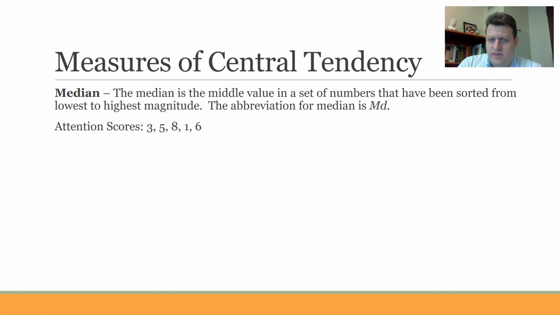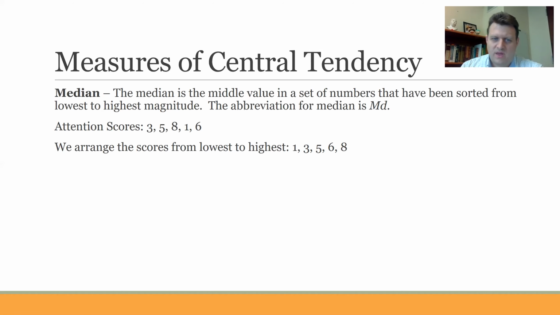So if we were going to calculate the median for our attention scores here, the first thing that we need to do is put them in either ascending or descending order. It really doesn't matter. So I sorted these from lowest to highest, and we find the middlemost value. Here it is 5, so the median would be 5.